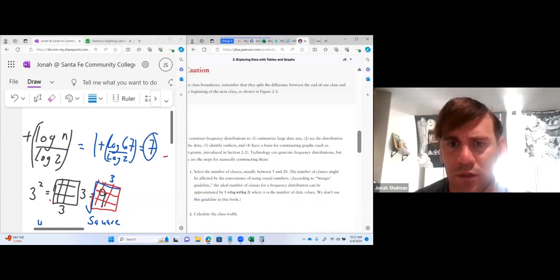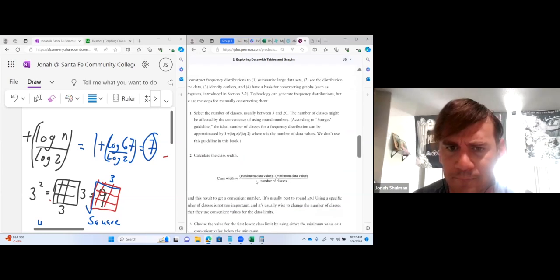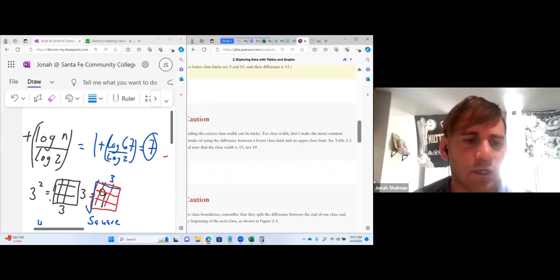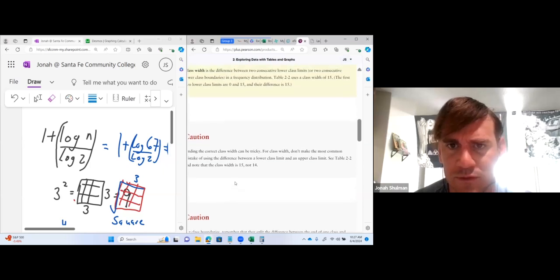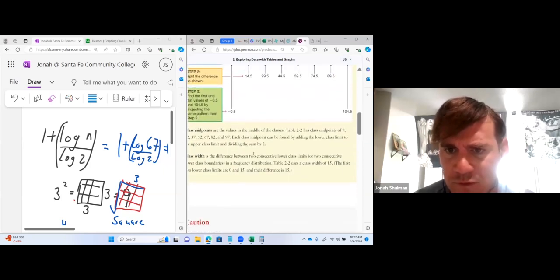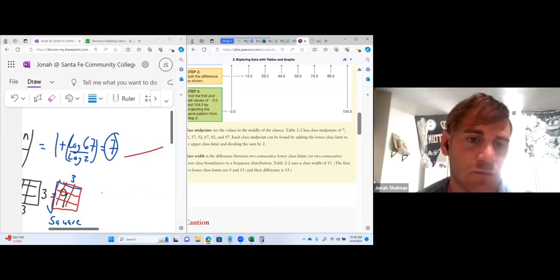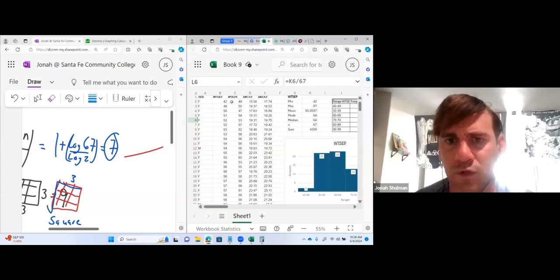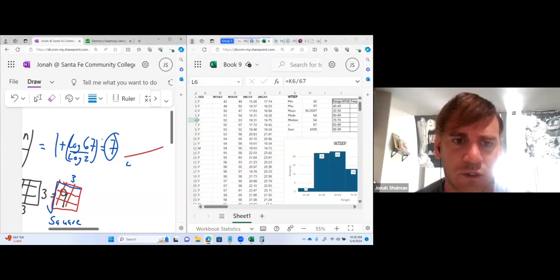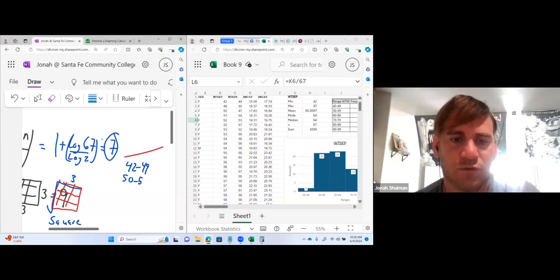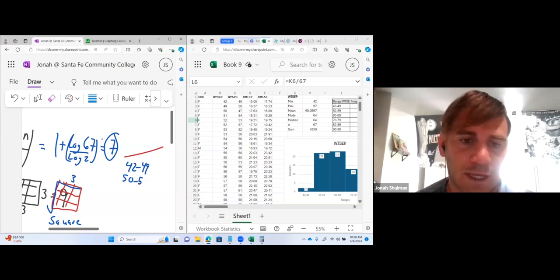So what does that mean? They wanted each one of these widths, the difference between the two consecutive lower limits. So they think the best way for ours should have been this. Our smallest number was 42. So we should have done 42 to 48. Always one less, my bad.